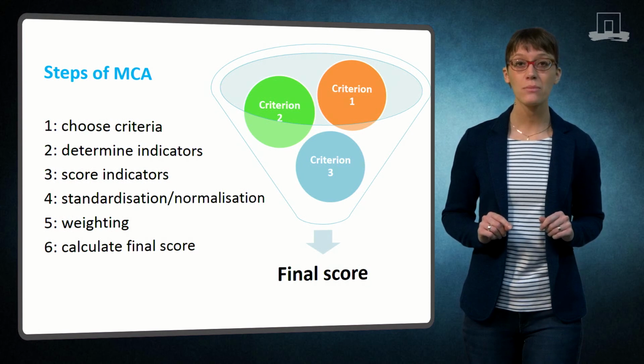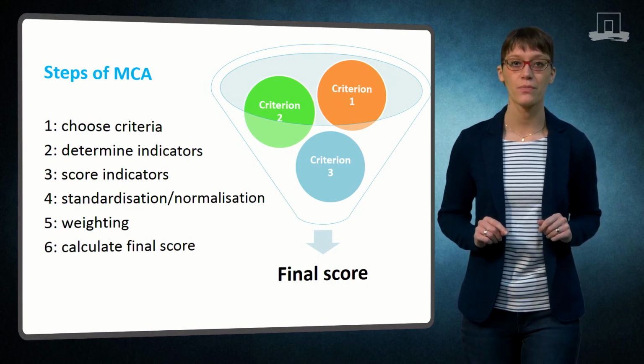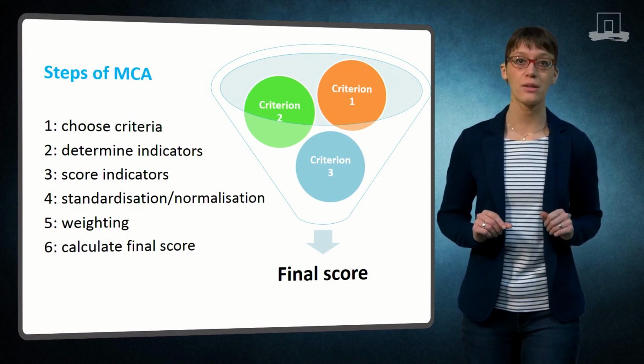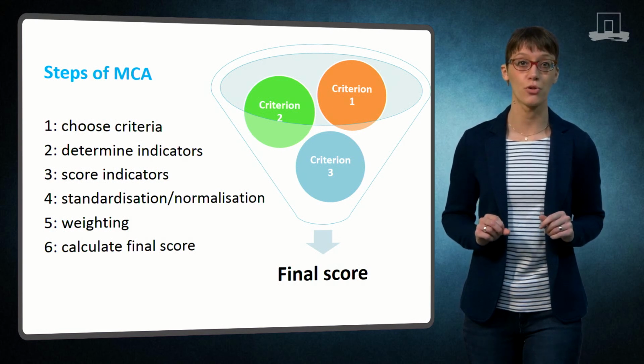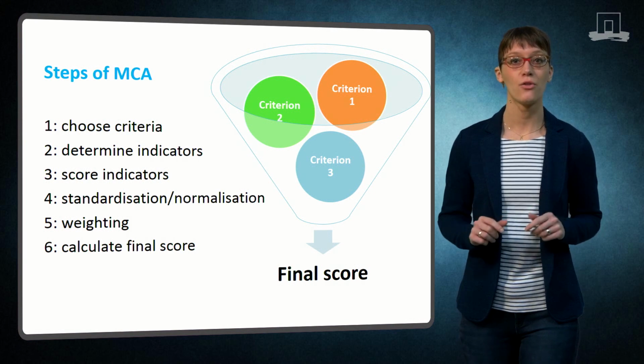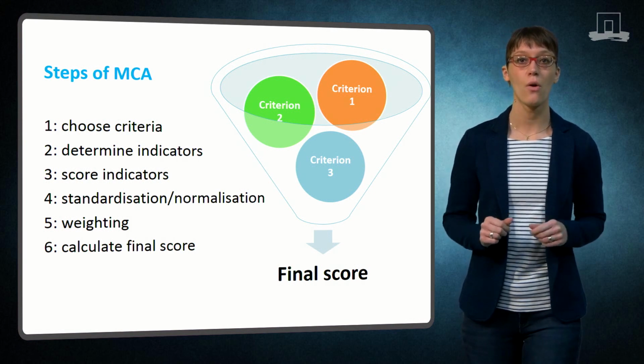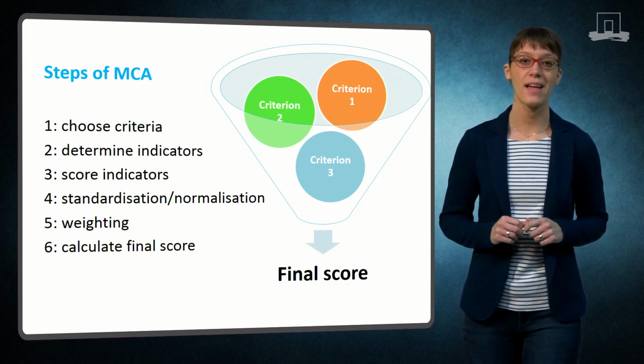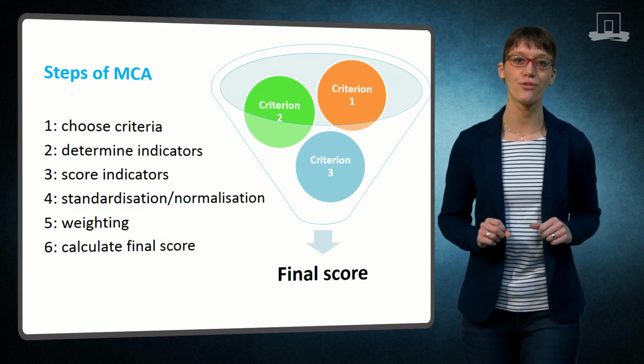MCA consists of 6 steps. First, choosing our criteria, then choosing the appropriate indicator for each criterion, scoring, normalization of the scores, weighting of the different criteria, and lastly, the calculation of the total score.